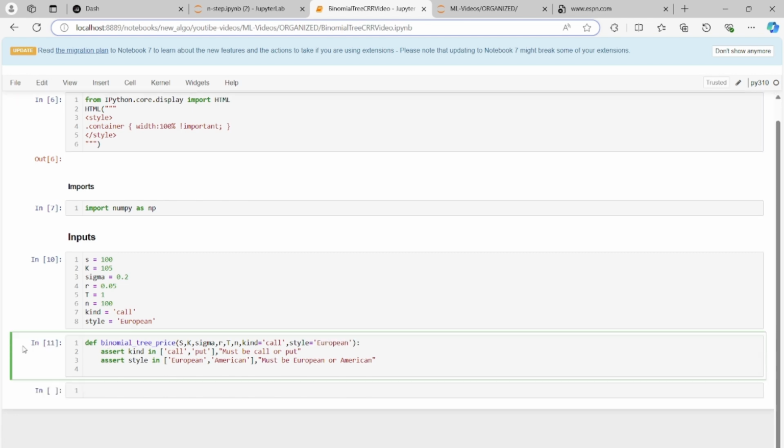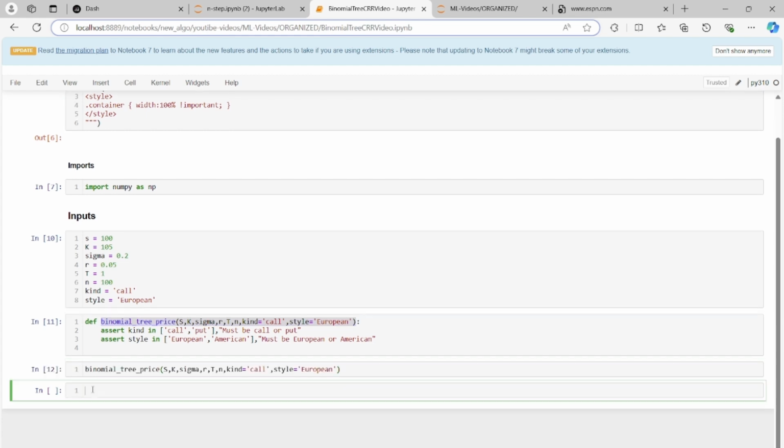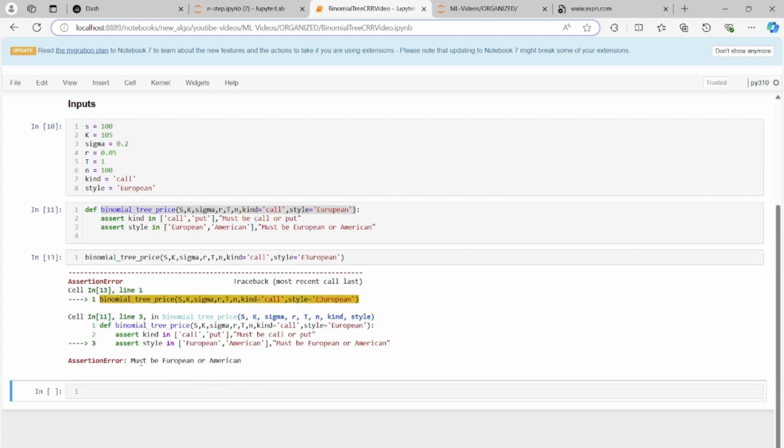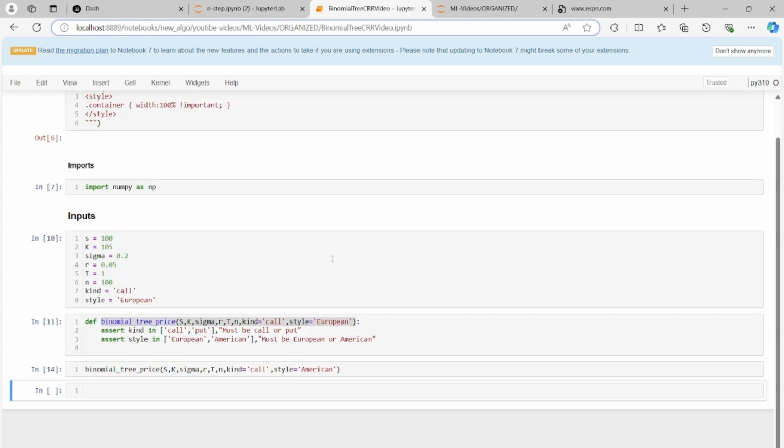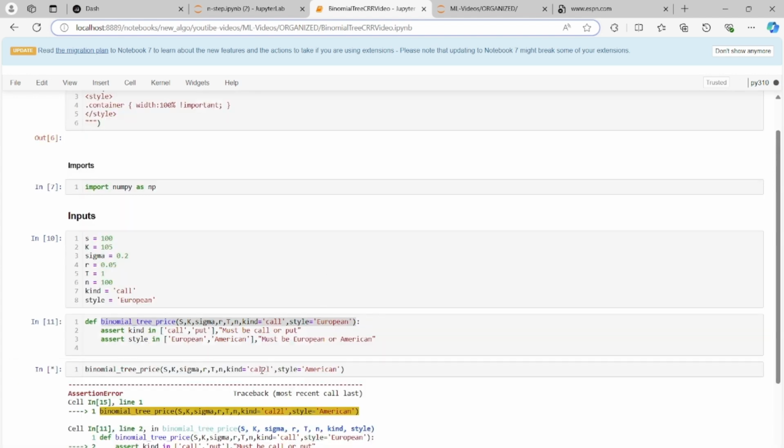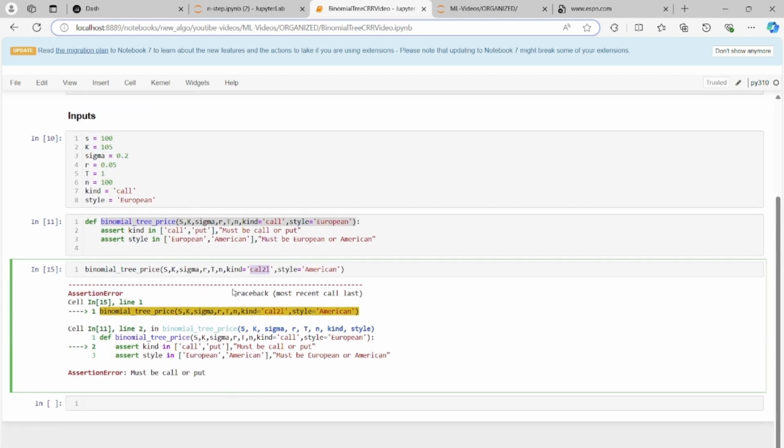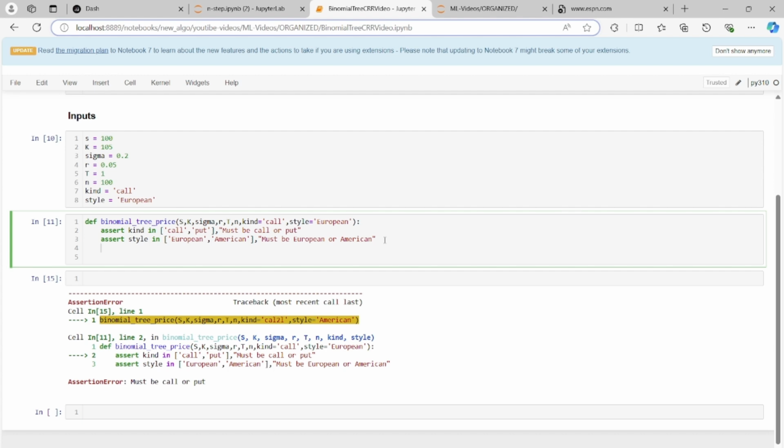Okay, so let's just see that the asserts worked, just for the hell of it. So if I do this and I make it like this, do I get an error? Assertion error, must be European or American. So if I spell American correctly, it should be good. Call, if I do this, it's wrong. I get an assertion error. Okay, so that's good. The assert is reasonable.